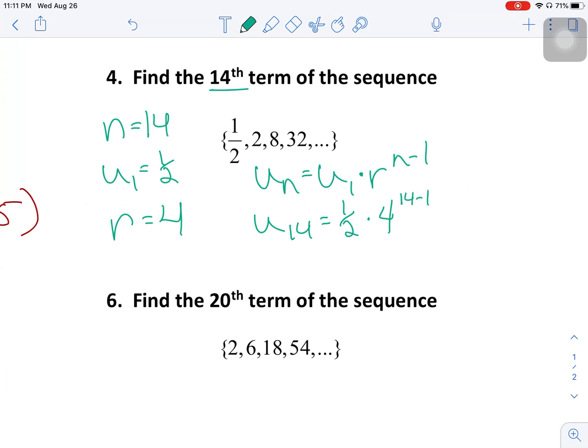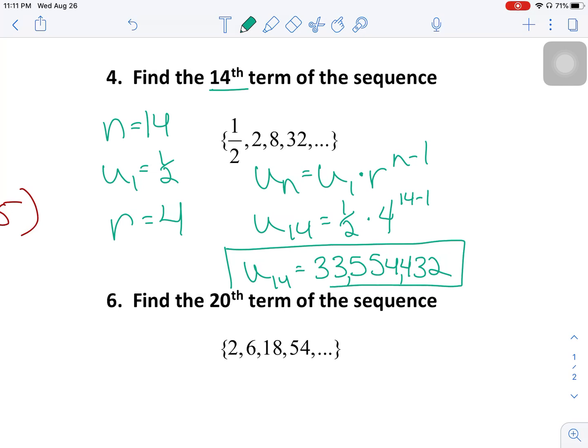Now, I don't know about you guys, but I don't believe that I can handle doing 4 to the 13th, right? 14 minus 1 is 13. So 4 to the 13th is not going to happen in my head. I'm sorry. If you can do that in your head, I am impressed beyond all belief. So u sub 14 is equal to, let me make sure I get all these digits right. 3, 3, 5, 5, 4, 4, 3, 2. Let's put in all the commas I need here.